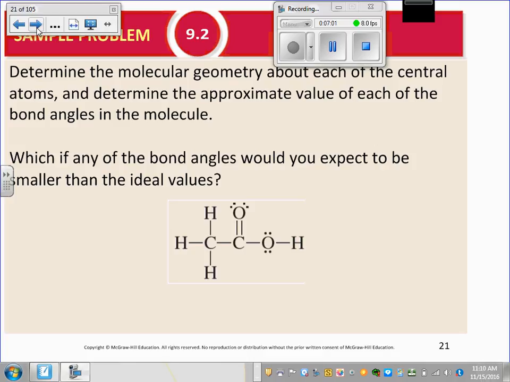So the last one, the oxygen, molecular geometry is bent. We would expect it to be 109.5 because its electron geometry is tetrahedral. There's 4 things around it. But because we have 2 lone pairs, it's going to be less than 109.5, closer to 105 if you remember the video.